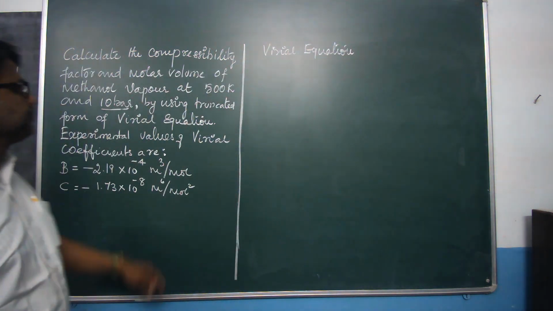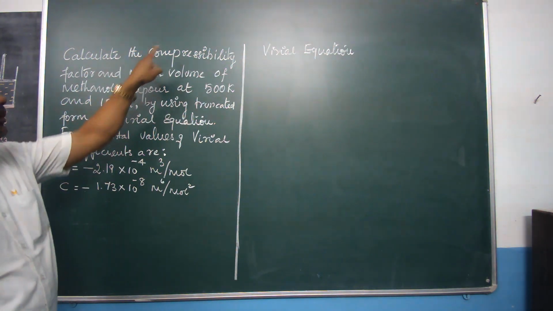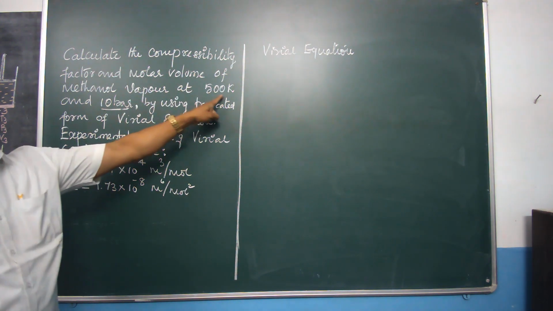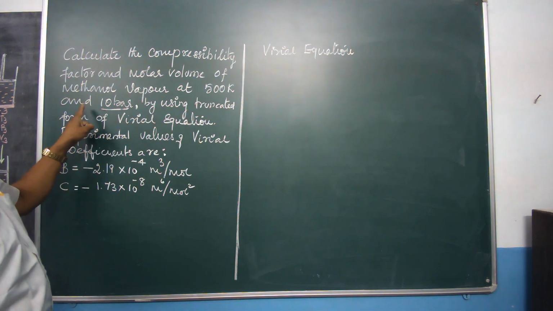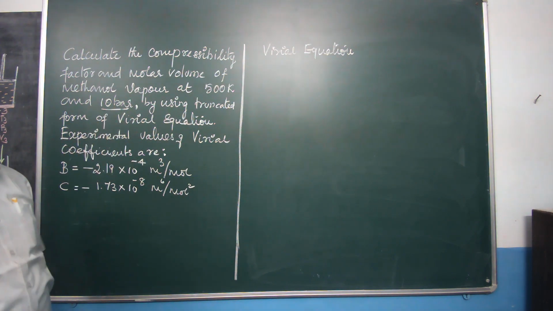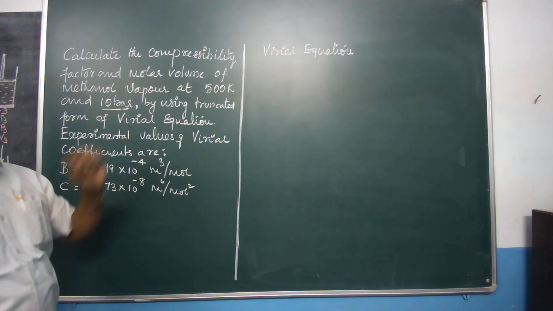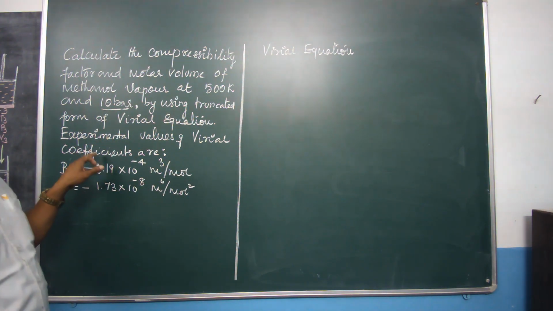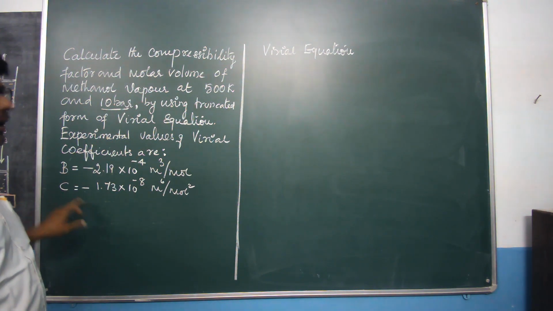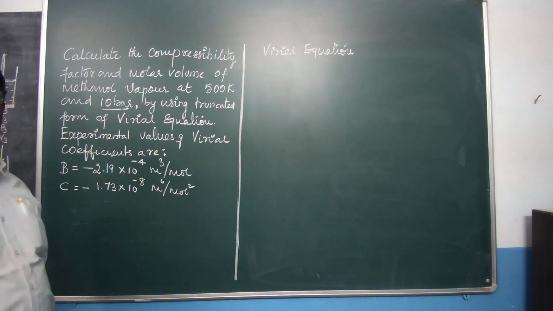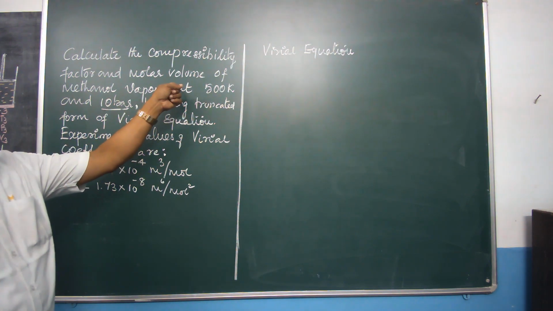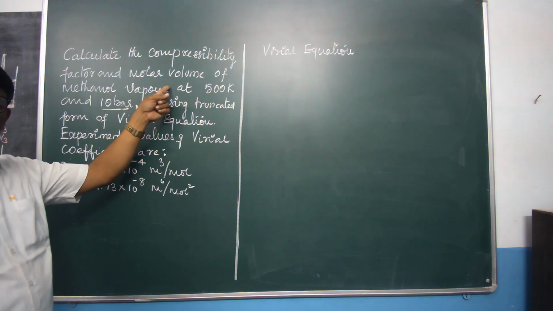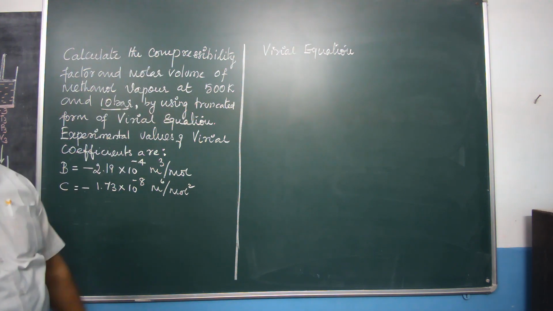The problem is: calculate the compressibility factor and molar volume of methanol vapor at a temperature of 500 degree Kelvin and at a pressure of 10 bar by using the truncated form of the Virial equation. The experimental values of virial coefficients B and C are given. First I am going to find the molar volume of methanol vapor, and using that molar volume I am going to calculate the compressibility factor.